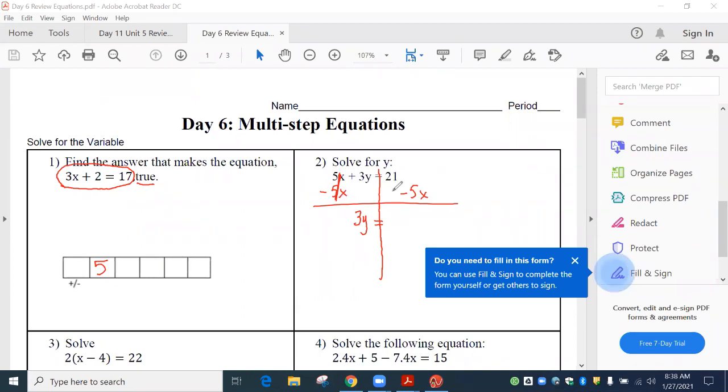But most answers, I still have your paper from yesterday. There you go. Yep. Do you need a pencil or do you got one? Yeah.